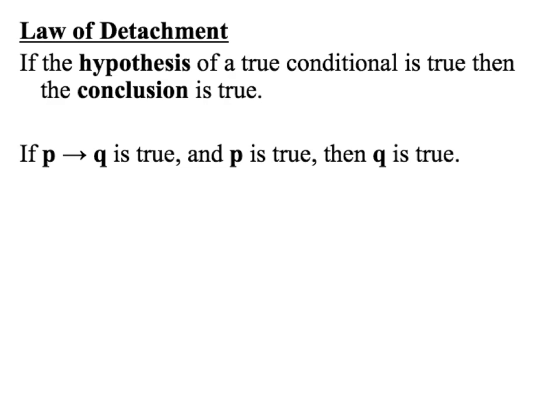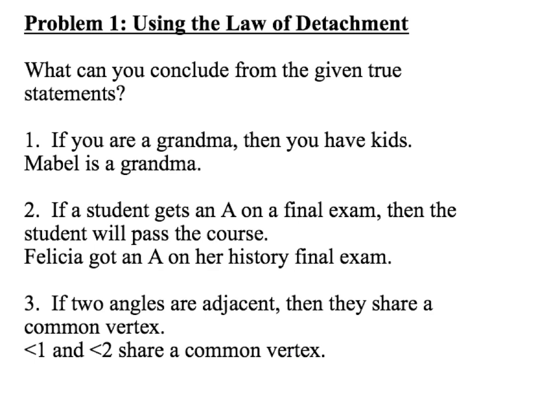With the law of detachment, if we have the hypothesis, and that's true, and then the conditional is true, then we know that the conclusion is also true. So here are some examples. What can we conclude about the given statements? If you are a grandma, then you have kids. Well, we're saying that Mabel is a grandma, so we can conclude that Mabel has kids.